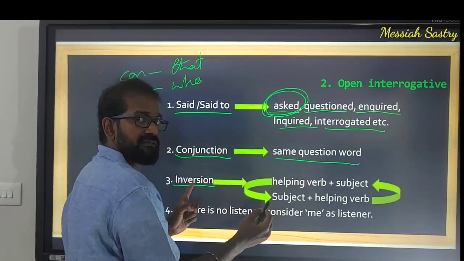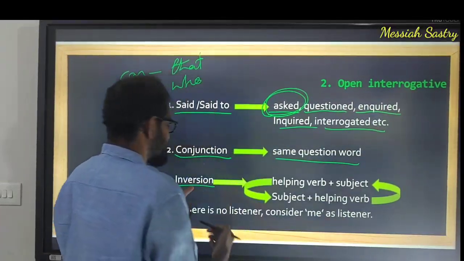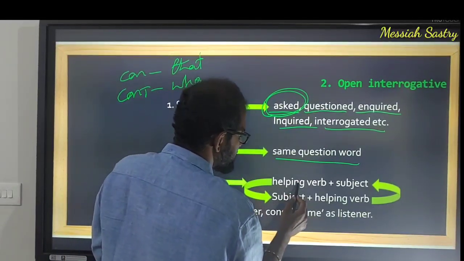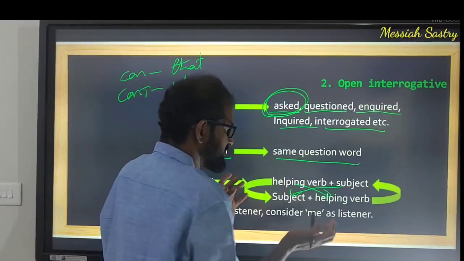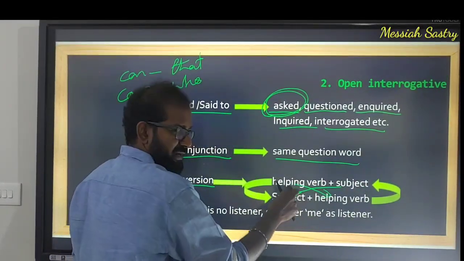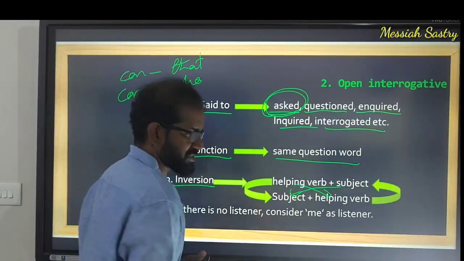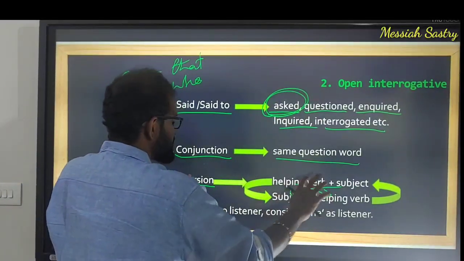We discussed this when we discussed these interrogative sentences. I told you about this inversion. Changing helping verb and subject, interchange their places. Subject comes to the place of helping verb and helping verb goes to the place of subject. That is called inversion. Here we need to invert the sentence.